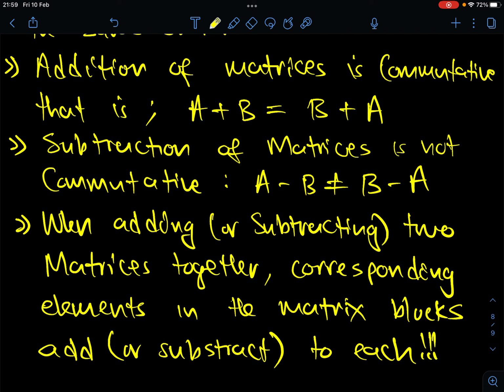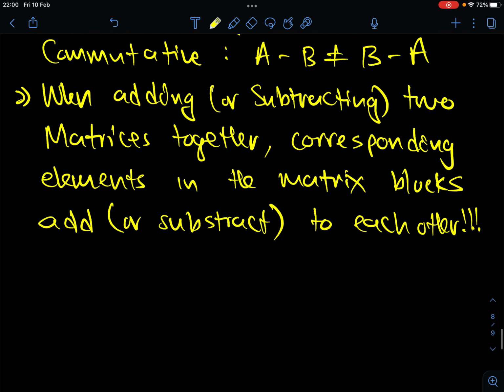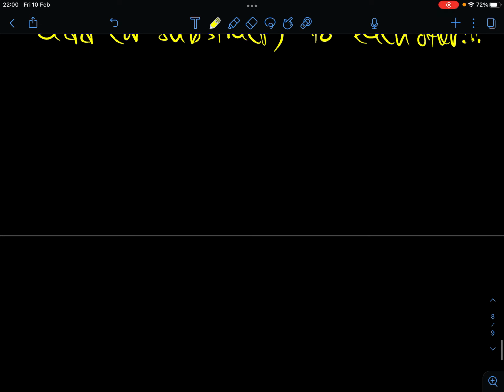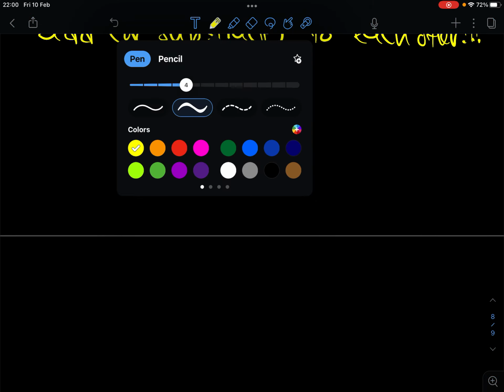You see that? So it is very important to know exactly how this addition or subtraction works. Whenever you're adding or subtracting two matrices, the operation is done in an element-wise way, whereby two entries that occupy the same position are either added or subtracted from each other in that order. So to demonstrate exactly how this works, let's look at some example. A typical example would be something like this.